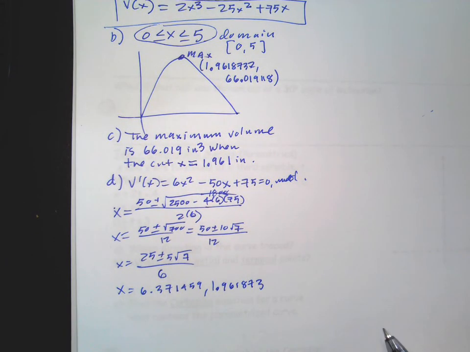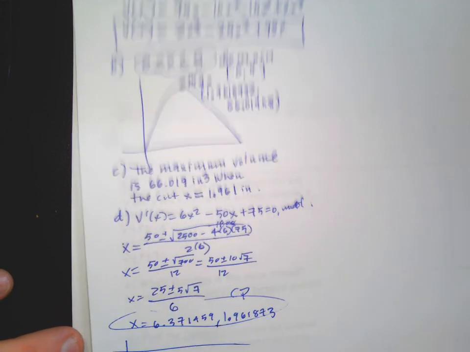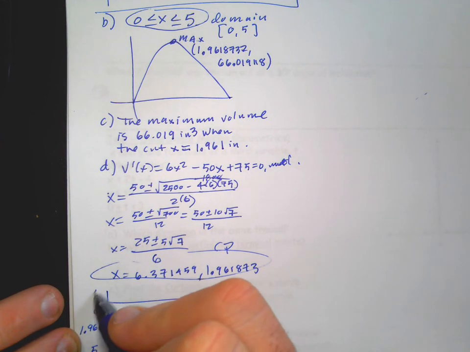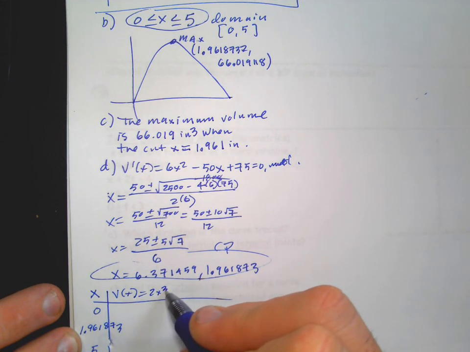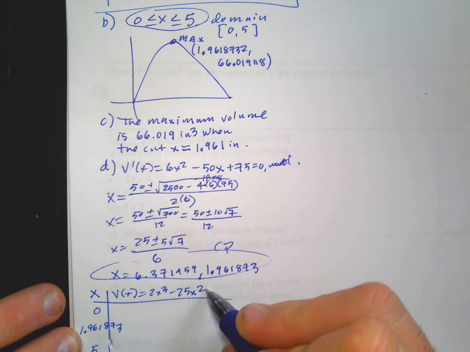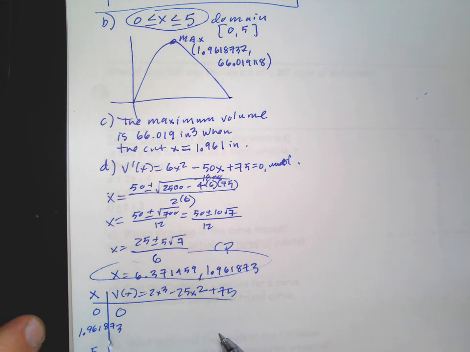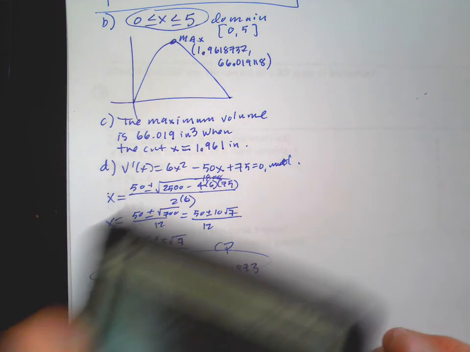1.961873. Okay, so these are critical points, and we could make a table. We're not going to consider that one because it's outside the endpoints. And we're plugging this into volume. Now, if you plug 0 in, you get 0. If you plug 5 in, you're also going to get 0. So we just got to figure out what that value is.